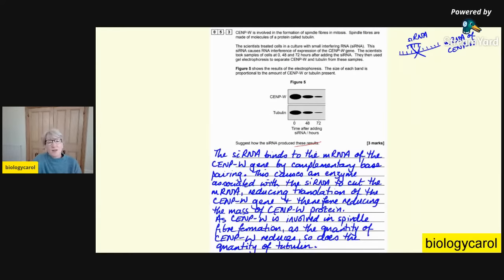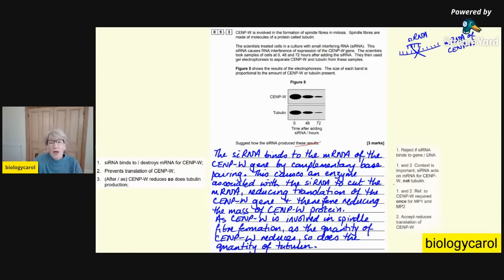And therefore, here is my answer. The siRNA binds to the mRNA of the gene by complementary base pairing. This causes the enzyme associated with the siRNA, and you don't need to know the name of it, to cut the mRNA, reducing translation of the gene and therefore reducing the amount of protein. As CMPW is involved in spindle fiber formation, as the amount of CMPW reduces, so will the quantity of tubulin. And here are the mark points, and here is the rest of it. And here, this is where I got the marks.